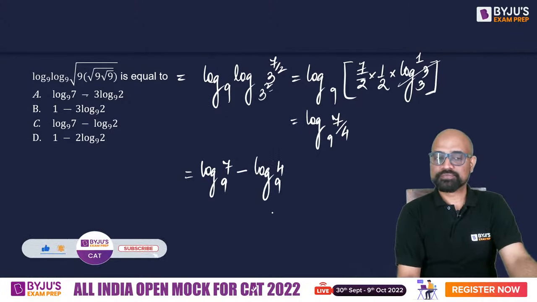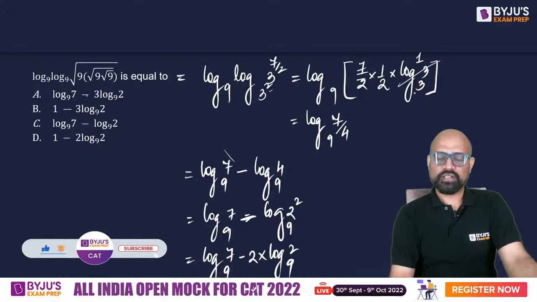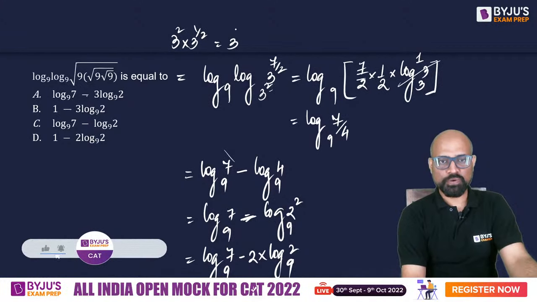So this is log 7 to the base 9. Do we have a 4? Do we have a 2, 3, 3 square? Hold on. This was 3 square into 3 to the power 1 by 2. So this was 3 to the power 5 by 2.